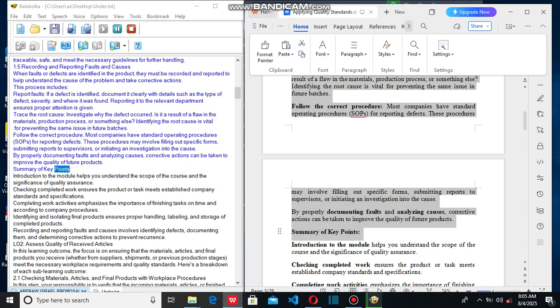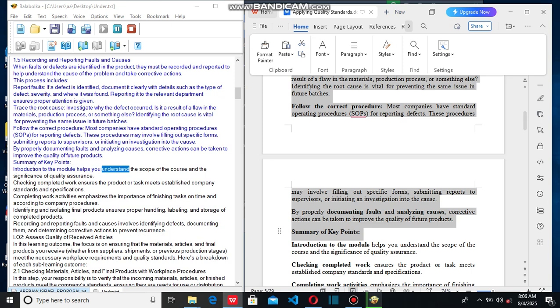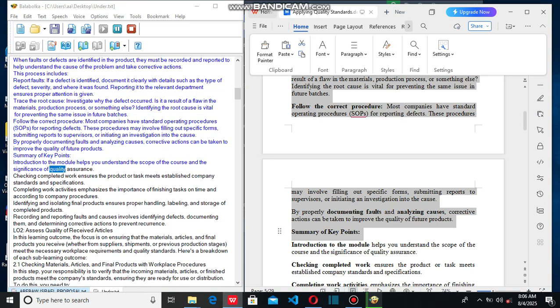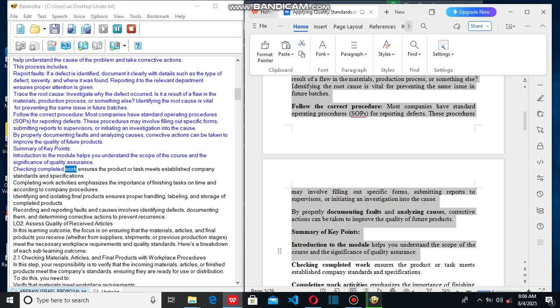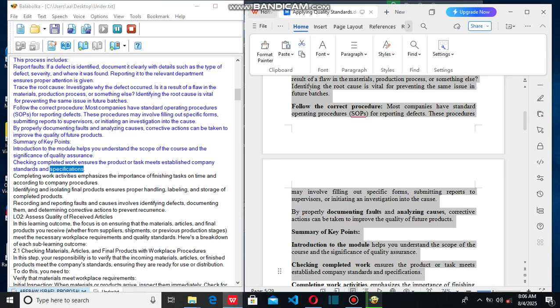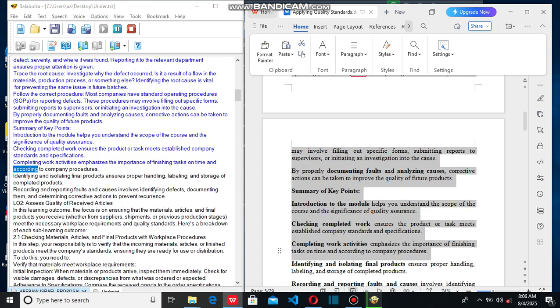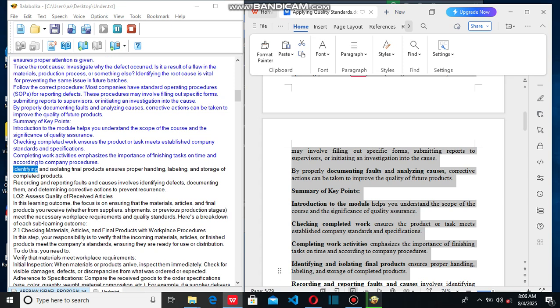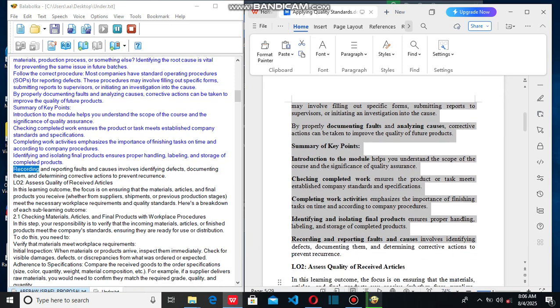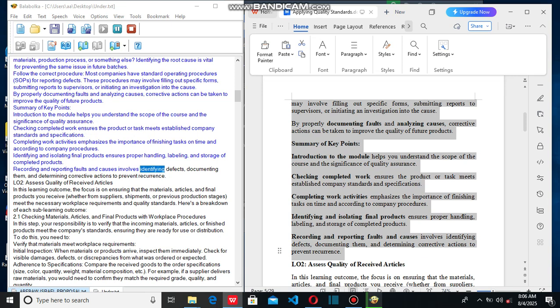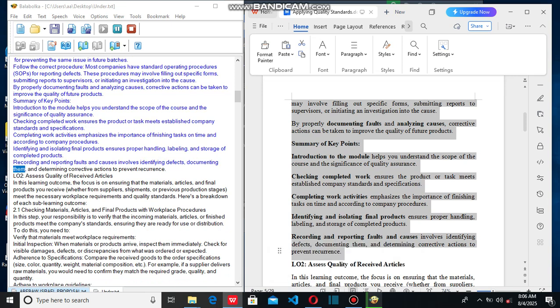Summary of key points. Introduction to the module helps you understand the scope of the course and the significance of quality assurance. Checking completed work ensures the product or task meets established company standards and specifications. Completing work activities emphasizes the importance of finishing tasks on time and according to company procedures. Identifying and isolating final products ensures proper handling, labeling, and storage of completed products. Recording and reporting faults and causes involves identifying defects, documenting them, and determining corrective actions to prevent recurrence.